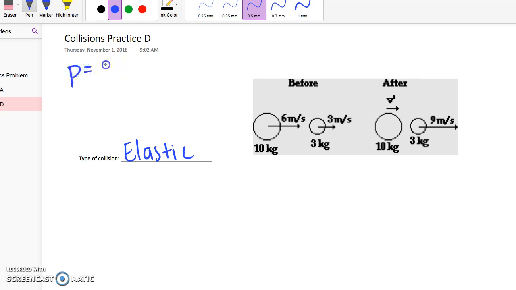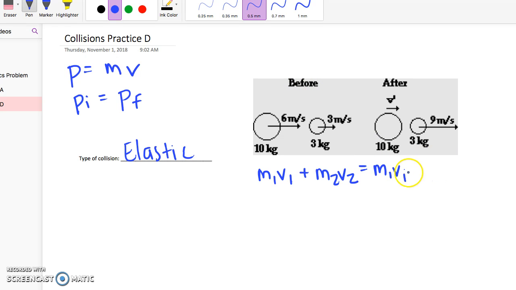Remember that momentum equals mass times velocity, and the conservation of momentum tells us that whatever momentum you start with must equal the momentum that you end with after the collision. In this case, we are going to treat it as two separate objects on both sides. So we have m1 v1 plus m2 v2 for the before, and it must equal m1 v1 plus m2 v2 on the after side.